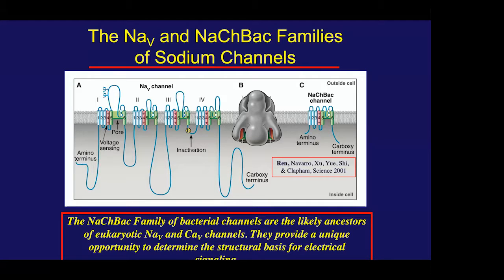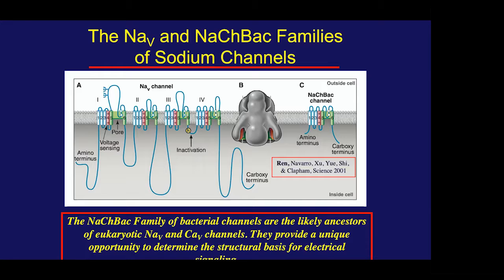And then, of course, there's a pore through which the sodium ions move, and that's made up by the S5 segment and this little bit of protein in between that we often call a P-loop. This is one domain of the sodium channel structure. It's repeated 4 times. So these domains are not identical to each other, but they're similar to each other.